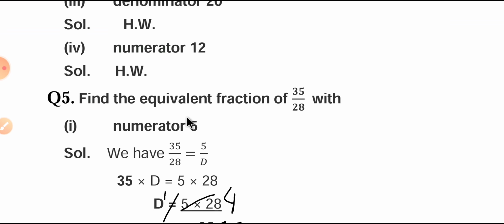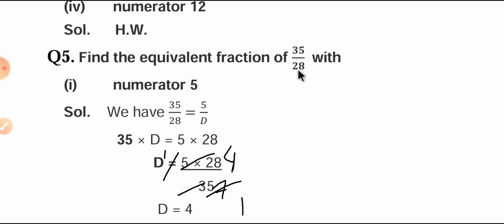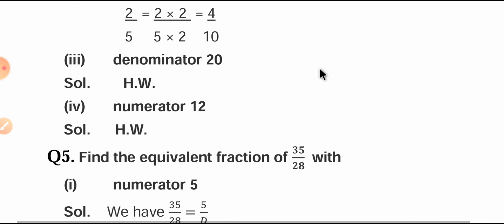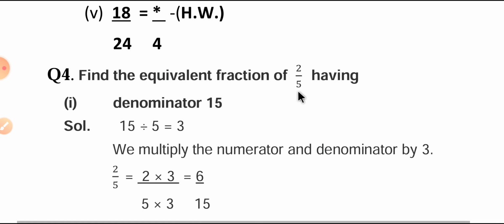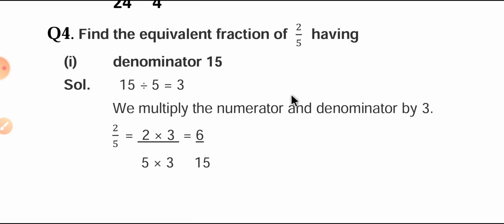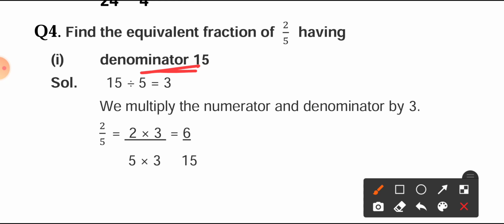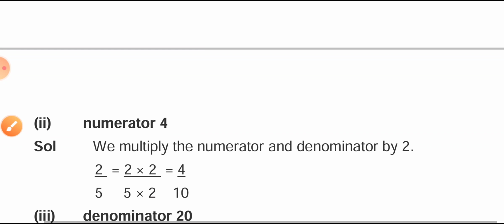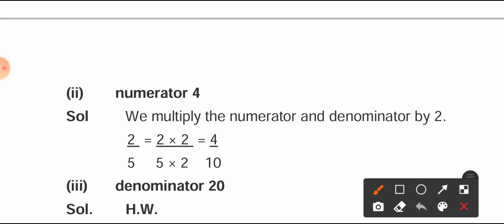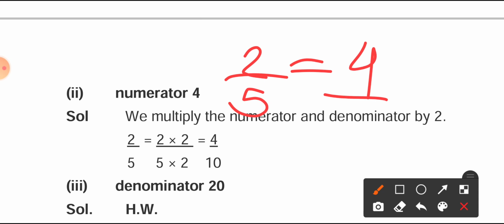Then the fifth one: find the equivalent fraction of 35 by 28 with. We have used two types of method here. In the first one, we found it by dividing. If the denominator is given, then you have to divide by the denominator. And if the numerator is given, then you have to divide. Here 2 by 5 is given, 4 is given as numerator, the denominator is not given. So if you want to find the numerator, then you have to divide numerator by numerator.